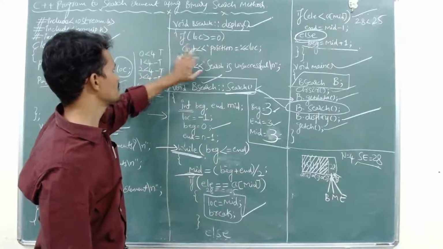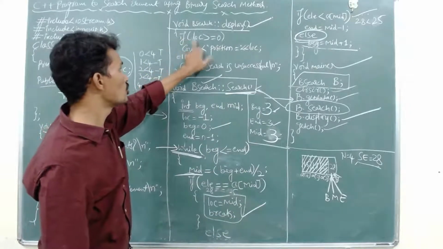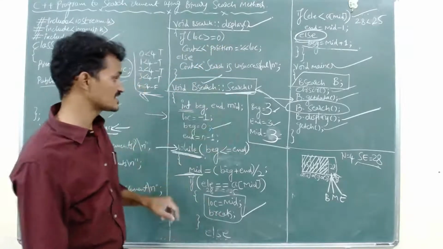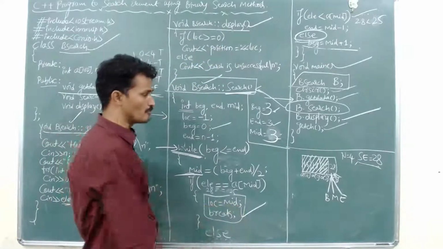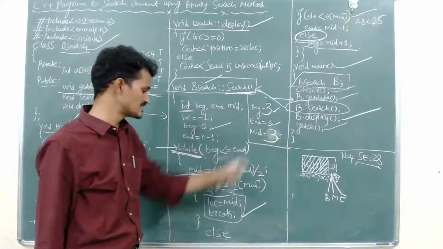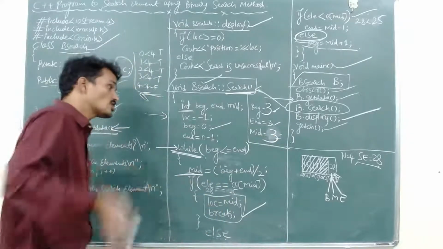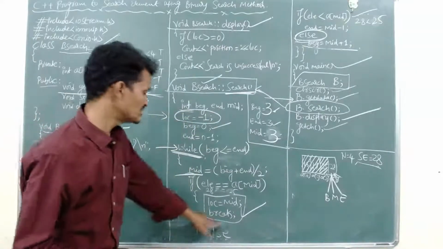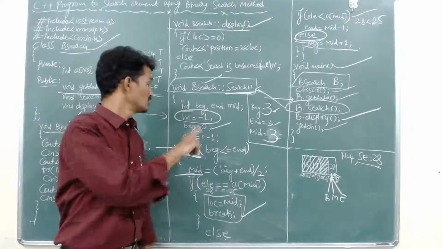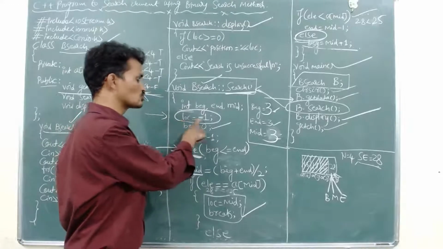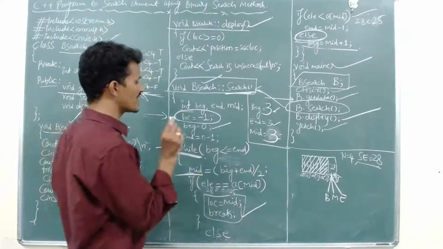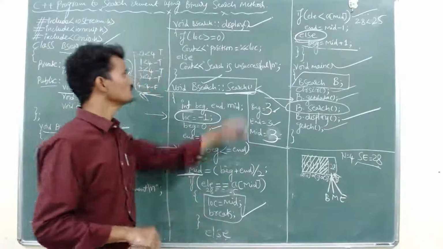Open flower bracket. If, open parenthesis, location is greater than or equal to 0. What is the value location is assigned to? Location is equal to mid. What was the value of mid? 3. 3 is assigned to location. What value was initialized to location? -1. Initially it was stored as -1, 3 replaces it. Now the new updated value will be 3.